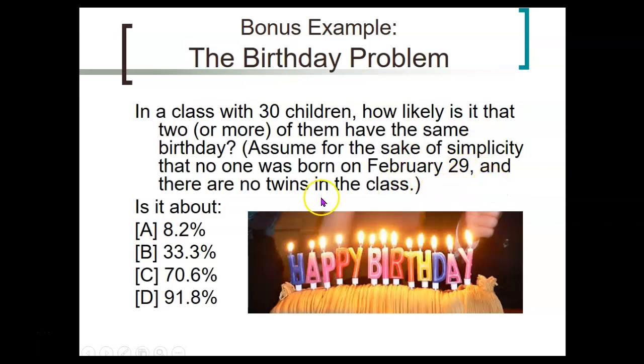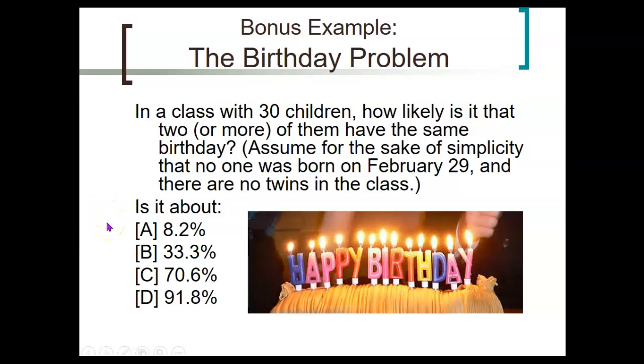And we'll assume that there are no twins in the class, because if there were, then of course they would have the same birthday. So you just got 30 random kids. What do you think the probability is? Before I show you the answer, take a guess. It's one of these four answers. It's either around 8.2%, or it's around 33.3%, or 70.6%, or it's a 91.8% chance.